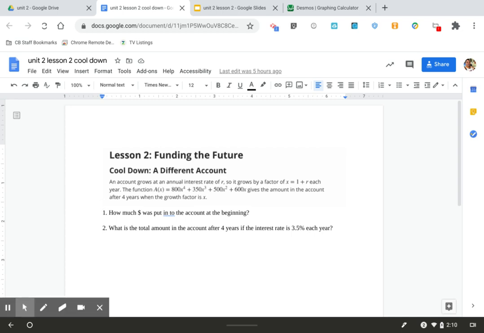Okay. Your cool down is going to be something very similar. You can see here we have a different function with different numbers, but you should be able to answer the question based on that and based on the interest rate.